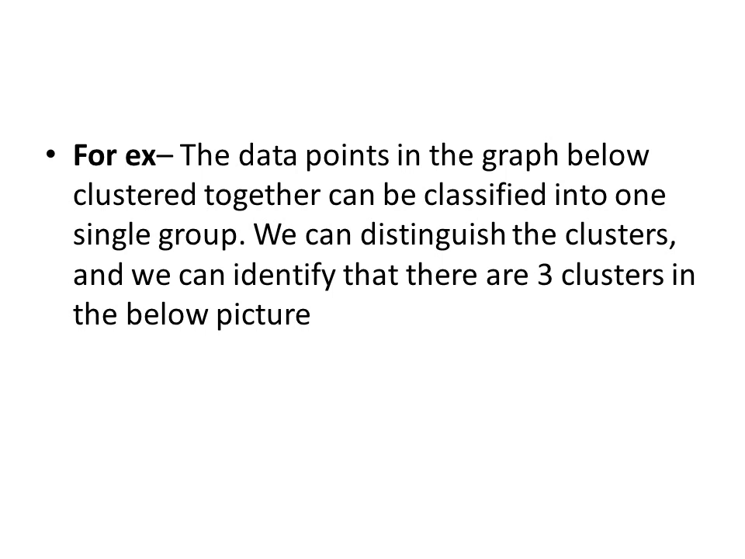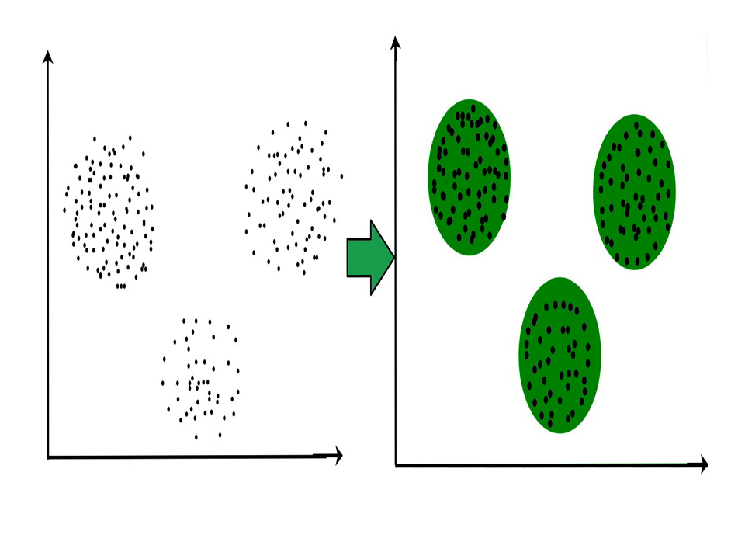For example, the data points in the graph below, clustered together, can be classified into one single group. We can distinguish the clusters and we can identify that there are three clusters in the picture. See this picture, in the leftmost picture we have three sets of dotted data points, so that can be grouped together and classified as three sets of data points.